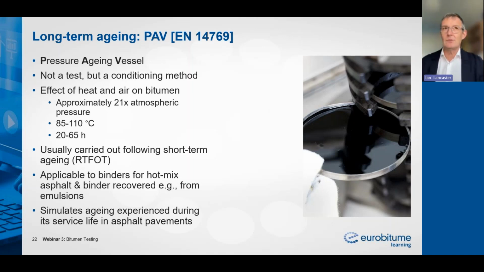People frequently ask, what time does the pressure aging vessel simulate? And there is no real answer to that because of the variable conditions, between 85 and 110 degrees and 20 to 65 hours. It's probably safe to say that it gives an indication of the properties of the binder after somewhere between 10 and 15 years, possibly 20 years. That's the sort of range that we're looking at. But we can't give an absolute figure to that because of the variability.